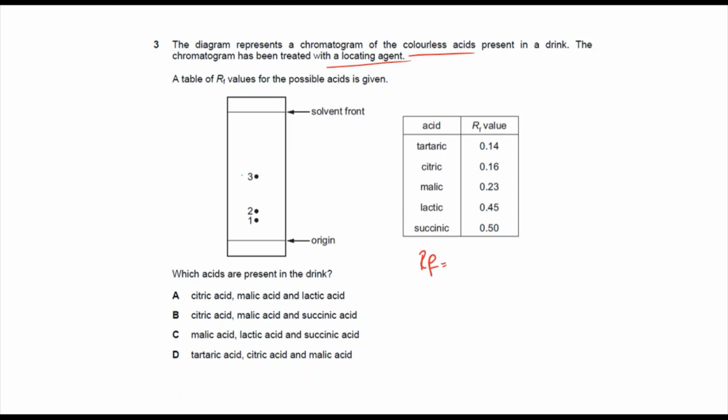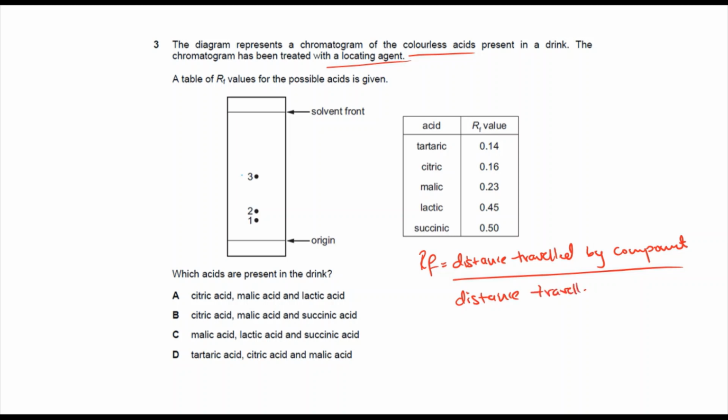RF values are calculated by distance traveled by component divided by distance traveled by solvent. Okay, so I can call this A, I can call this B.